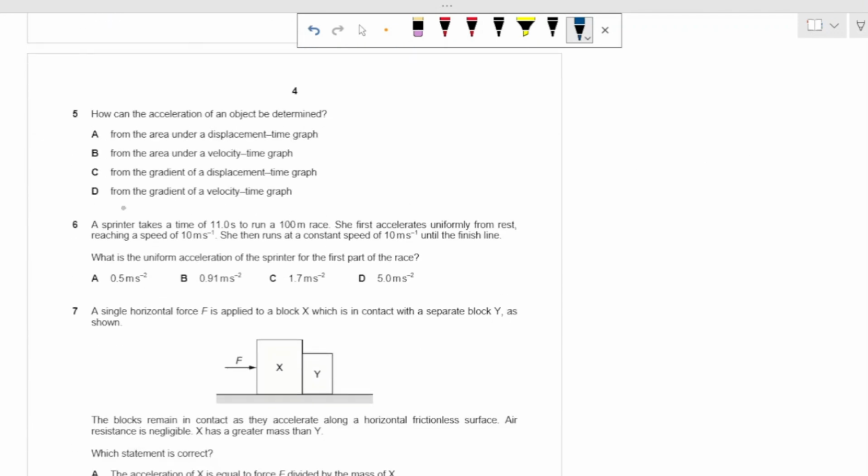Question 5. How can the acceleration of an object be determined? From the area under a displacement time graph? No. From the area under a velocity time graph? No. That is for distance.